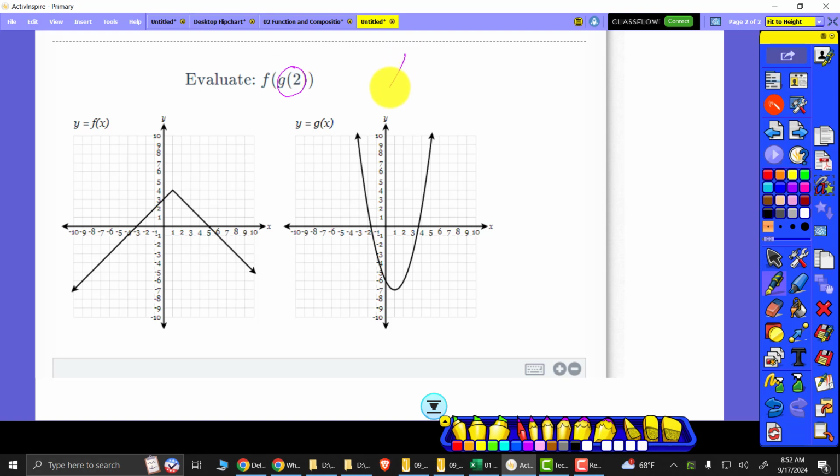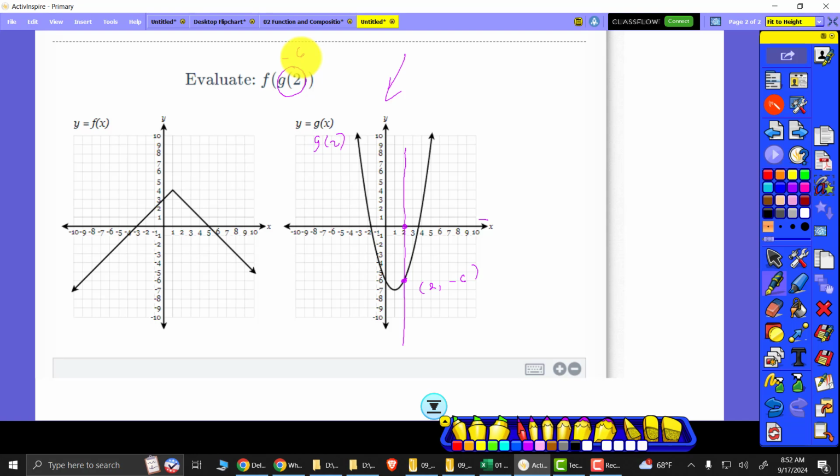Now look at the next one. Go inside the innermost function, g of 2, meaning I have to go to my g first. That will tell you which one to go first. Figure out your g of 2, meaning you go to your x-axis and locate x equals 2. Then either you go up or you go down, just draw a vertical line, and that will intersect the point that has 2 as your x value. What is the y value? Negative 6. So now this is equal to negative 6.